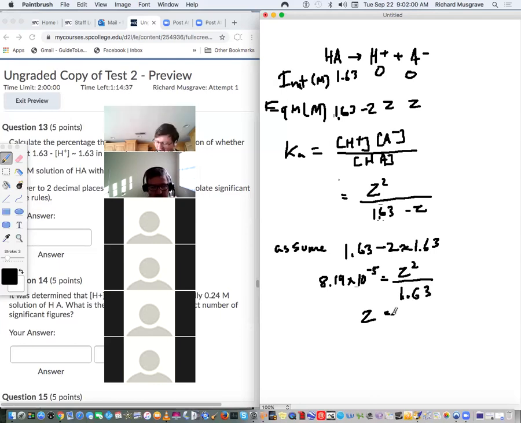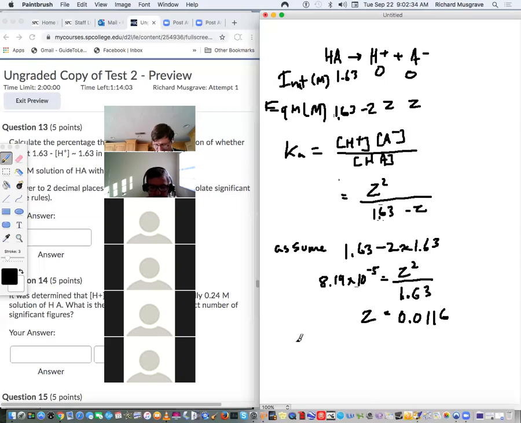And that means we can solve for Z then. Why don't you all try and solve for Z? Make sure you're getting the same answer as I am. I get 0.0116. Is everybody getting that? Yeah, that's what I got. Okay, good.